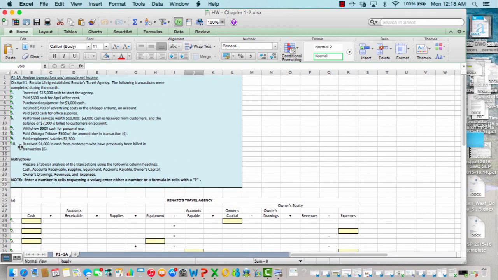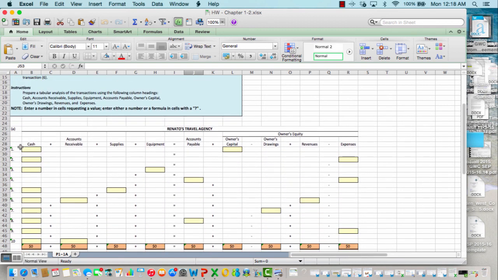And I made it easy for you for this week. I actually identified in yellow the accounts that it affects. So there's no way that you're going to be lost for this week. It should be pretty self-explanatory, very straightforward.